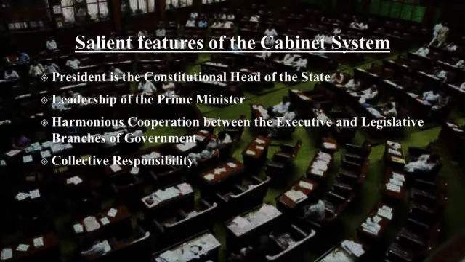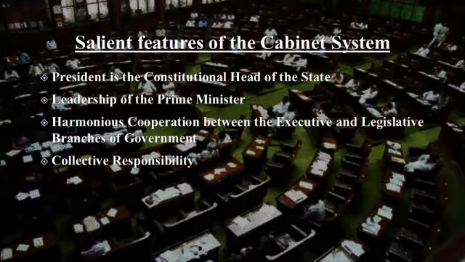Next, salient features of the Cabinet system. First, the President is the constitutional head of the state. The real executive is the Council of Ministers. It is the cabinet which formulates policies of the government and directs their implementation. Next is the leadership of the Prime Minister. The Prime Minister acts as a link between the cabinet and the President. His resignation results in the resignation of the entire Council of Ministers.